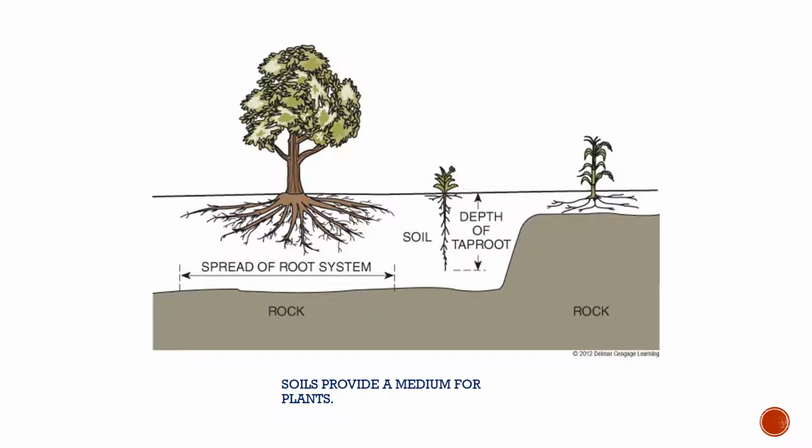We can definitely tell that if there is a tree growing, that root system is going to be huge, right? So we know that rock is going to be pretty far down. But if you go to a corn plant, that rock is a little bit more up.